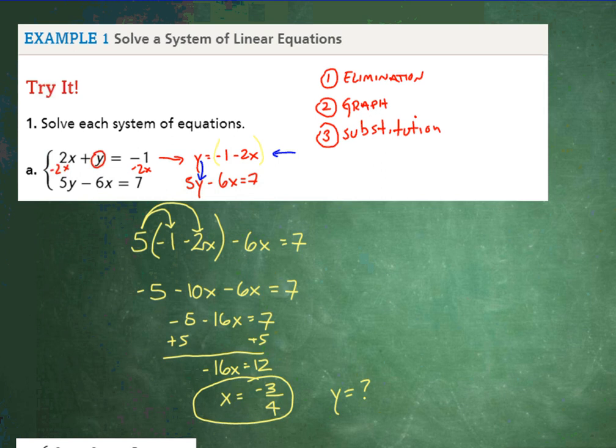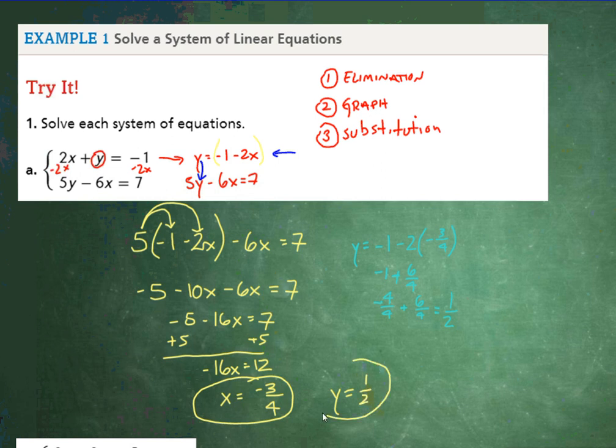So now on this other side over here, I'm going to say y equals -1 minus 2 times -3/4. That's what x was, remember? And I get -1 minus, and that's going to be positive, so this will be plus 6/4. If I do this in my head real fast, -1 is -4/4, so -4/4 plus 6/4 is 1/2. So y equals 1/2.